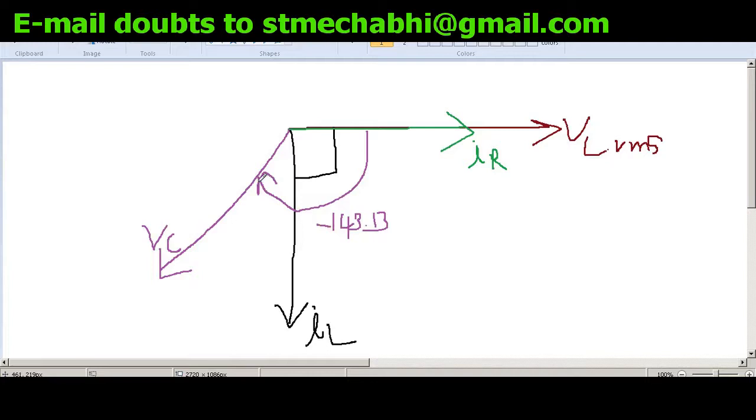Now we are going to mark the current across the capacitor. Let's use a different color. In a pure capacitor, the current leads by 90 degrees with respect to the voltage across it. So let's make 90 degrees like this. This is the current across the capacitor, which is actually the same as the total current. What is the angle between the voltage across it and the current? It must be 90 degrees, no doubt.